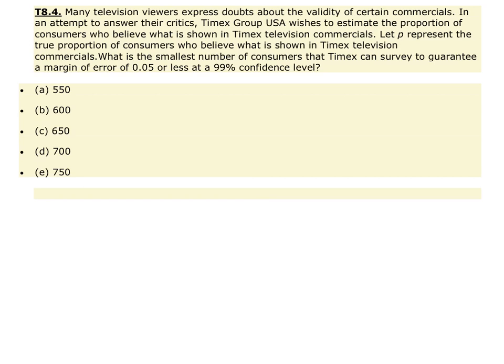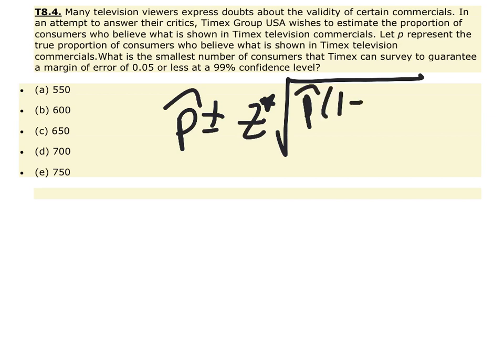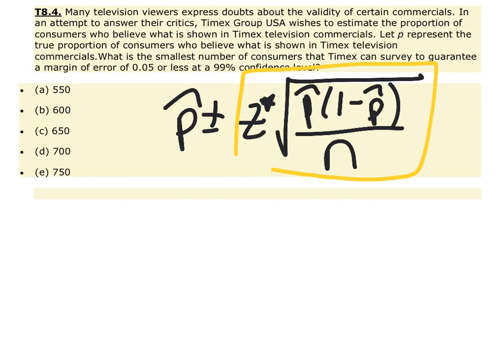Now, we are dealing with proportions, so I'm going to jot down our standard error that we would use for the proportions. Remember, that comes from a confidence interval for proportions, which would be P hat plus or minus Z critical value times our standard error, which is the square root of P hat times 1 minus P hat, divided by N. Now what we need to address is the margin of error, which, remember, is the standard error component altogether. It needs to be less than 0.05. So we can set up an equation for that.